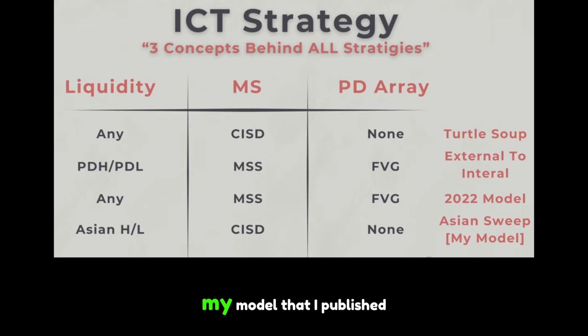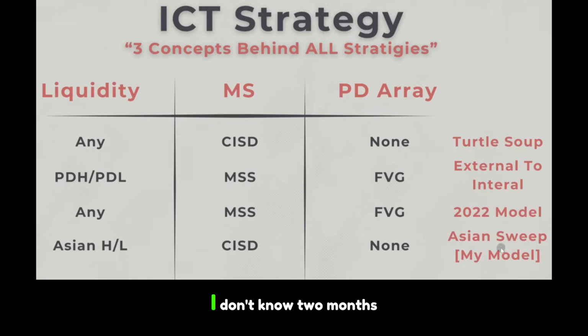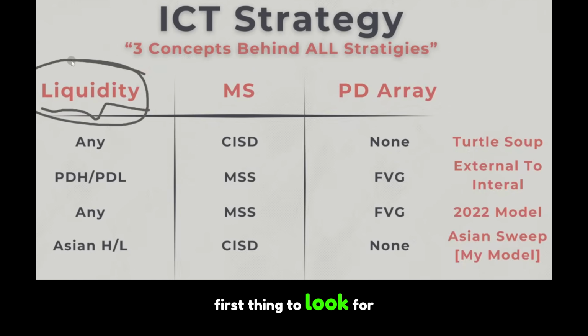Now, my model that I published about 2 months ago, and it's the first video that I posted on this channel, that's what I was trading 2 years ago, right? So my model, which is the Asian sweep, we're looking at an Asian sweep on the London session. What is this based on? Liquidity, we're looking for the Asian higher low. Do you see how all of those different setups have the same logic? It's a liquidity level, it's a market structure shift, and it's a PD array to enter. So liquidity level, that's the first thing to look for.